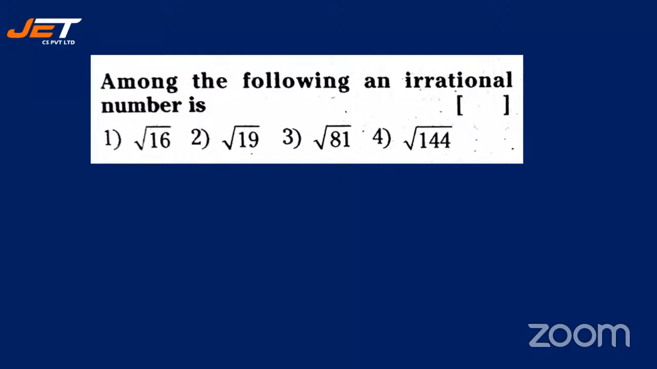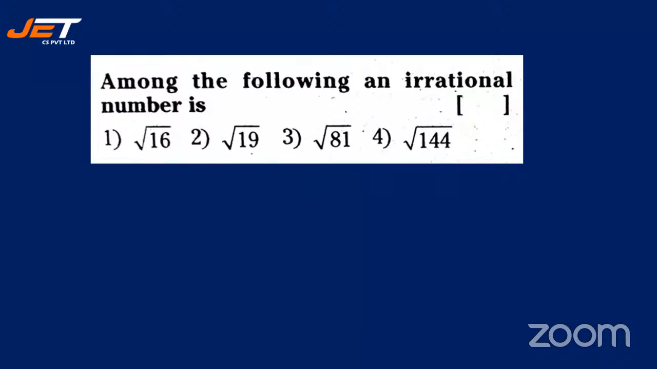Among the following, an irrational number is dash. Option 1 is root 16. Option 2 is root 19. Option 3 is root 81. Option 4 is root 144. Very simple question indeed, so I'm expecting all of you to give me your answers.